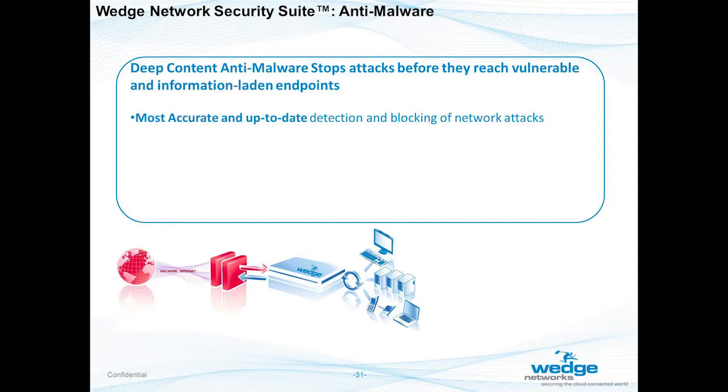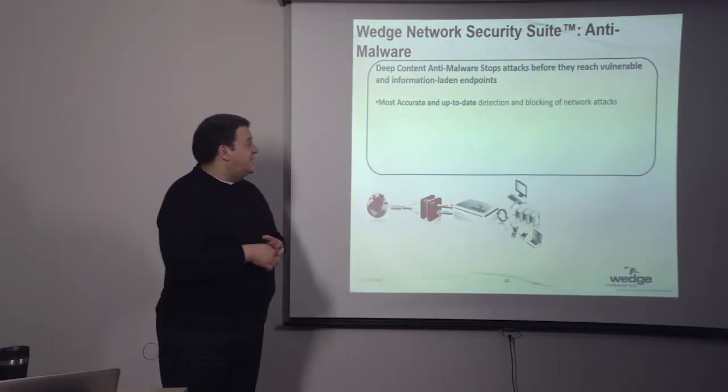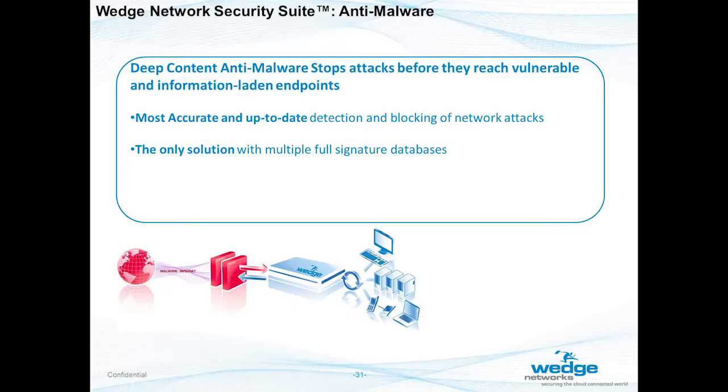In our product, we have some of the best anti-malware signatures and anti-malware engines out there. One of our partners is Kaspersky, which gives us the most accurate and up-to-date detection and blocking of network attacks. We have other anti-malware providers in our product as well. But the most important thing is the following. We can support more than one signature provider. We can support, for example, Kaspersky, Bitdefender, and McAfee at the same time, all of them running in tandem.